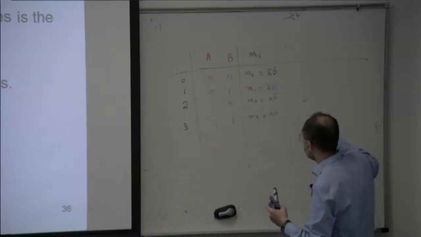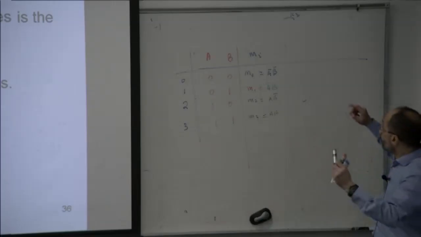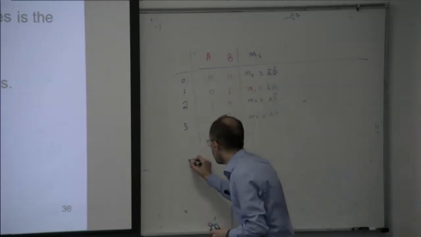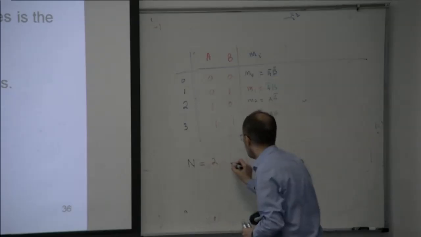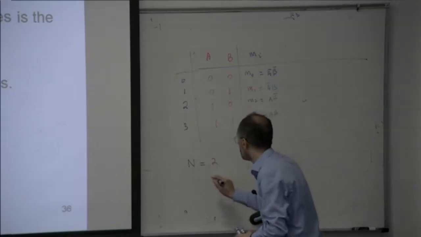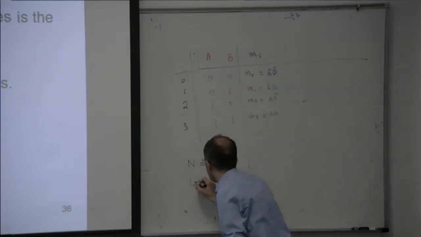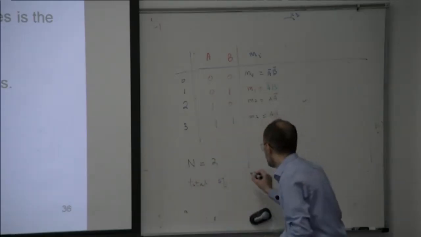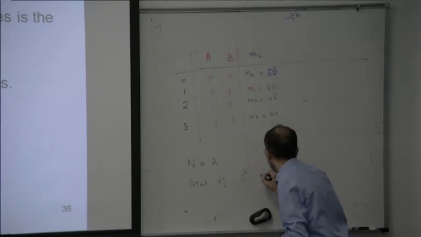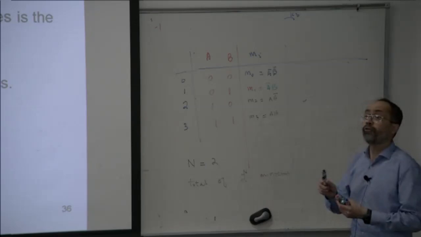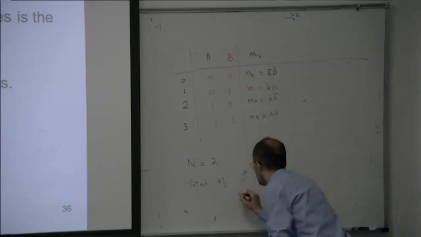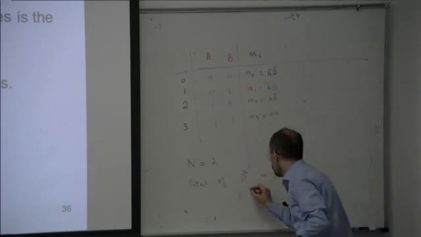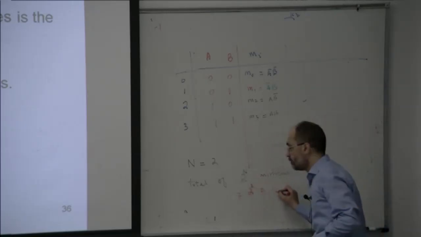So can we see? So now we have n is 2. So we have a total of 2 to the n minterms. So in this example, n is now 2, 2 to the 2. How many minterms?